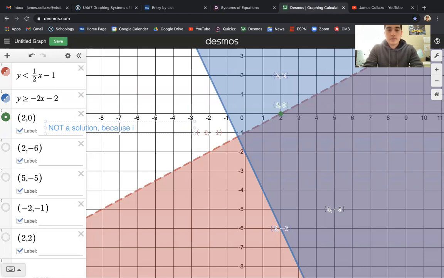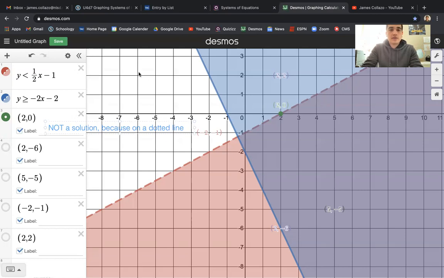Because it's on a dotted line, okay? If you remember when we were doing the single linear inequalities, if you have a point on a dotted line, it is not a solution. The same is true with the system, okay? It is not a solution because it is on a dotted line. Even though it's in the blue, it's on a red dotted line, okay? So it's not a solution.